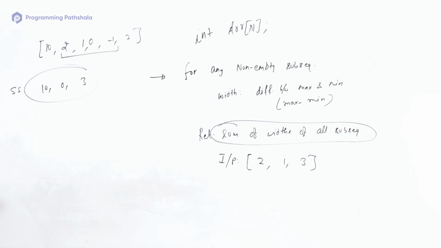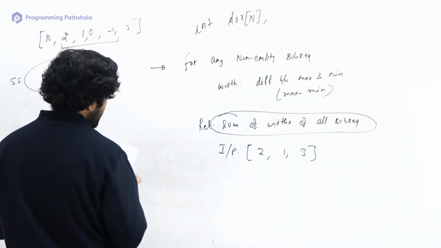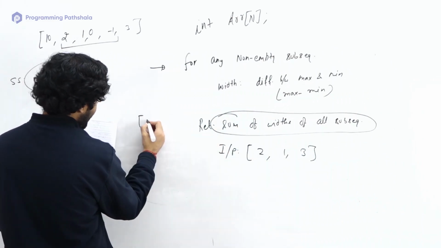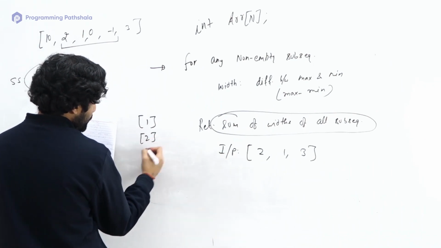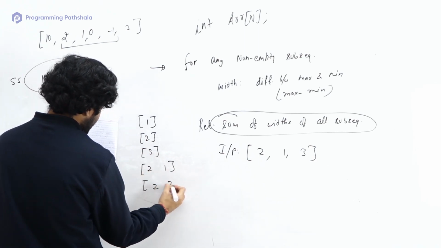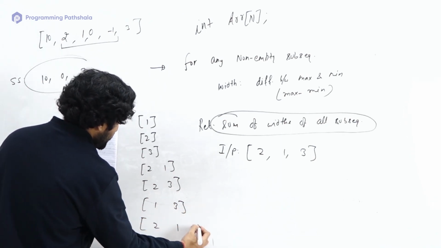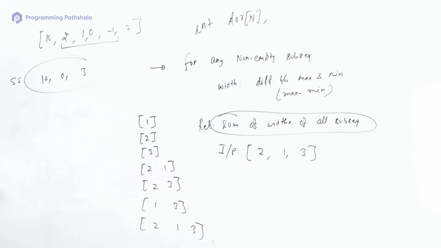Can you just tell me how many non-empty subsequences are there for this input? 2 raised to power n minus 1. Okay, yeah, that is right. Why not list them down? My first subsequence will be where I just have 1, then just 2, just 3, 2 and 1, 2 and 3, 1 and 3, and the final one will be everything, which is 2, 1, 3. Right? These are all subsequences.